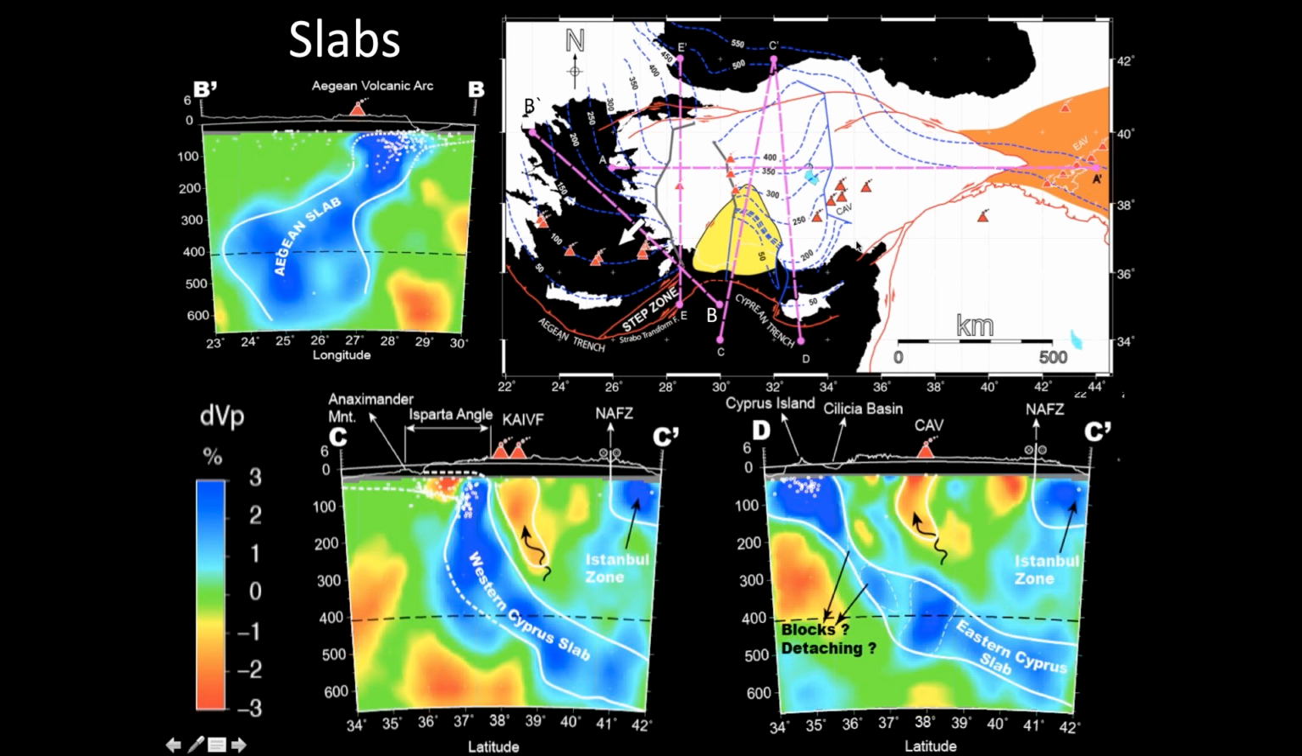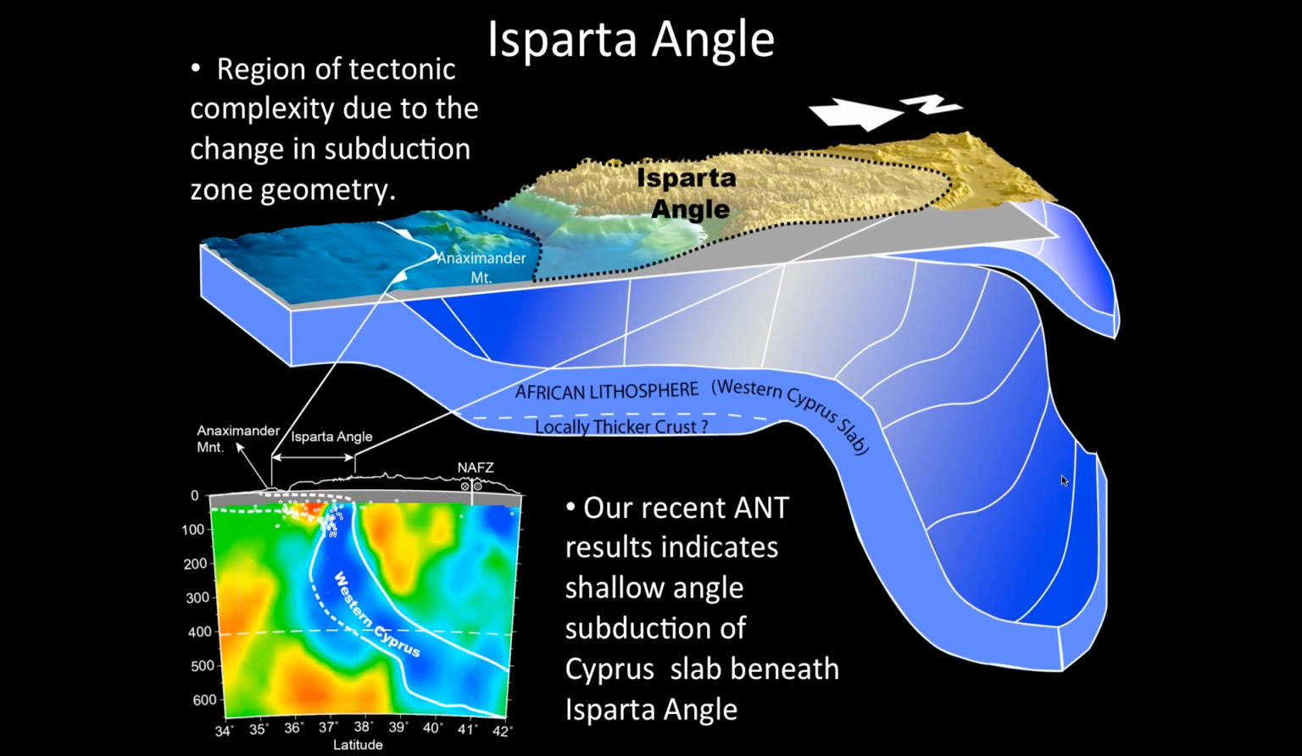So when we get cross sections, we can clearly see the Aegean slab subducting in a northward fashion along the Aegean trench. Further to the east, we are also identifying a western Cyprus slab dipping northward in this region. We are also identifying a gap between these two structures, which is accommodated by slow velocity anomalies. And we were able to also identify that the edge of the Cyprus slab is roughly the peak point of this zone of crustal structural complexity known as the Isparta angle.